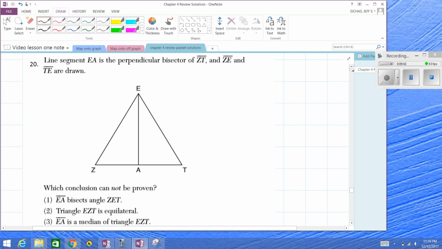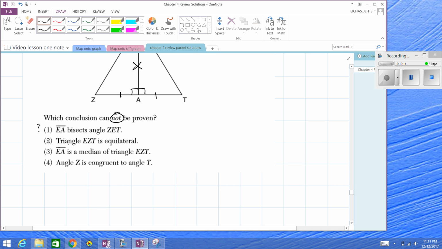All right, line segment EA is the perpendicular bisector of ZT. Okay, so first perpendicular, then it bisects. Okay, which conclusion cannot be proven? EA bisects angle ZET. Well, it can eventually, because the triangles are going to be the same. So these will eventually be able to be the same. So let's hold off on that. I think I can get to that. I'm pretty sure. Remember, it's which one's not.